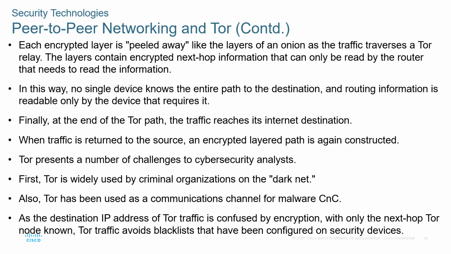Tor represents a number of challenges for cybersecurity analysts. First, Tor is commonly used by criminal organizations for the dark net or dark web. Tor is used as a communications channel for malware and C2. And as the destination IP address of Tor traffic is hidden by encryption, with only the next hop Tor node known, Tor traffic avoids blacklists that have been configured on security devices. So again, it only knows the next hop that makes its way through there. It doesn't ever know the full path.